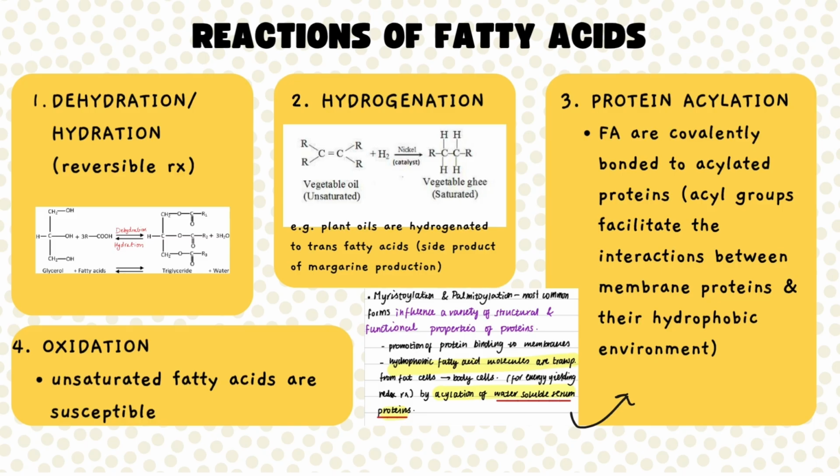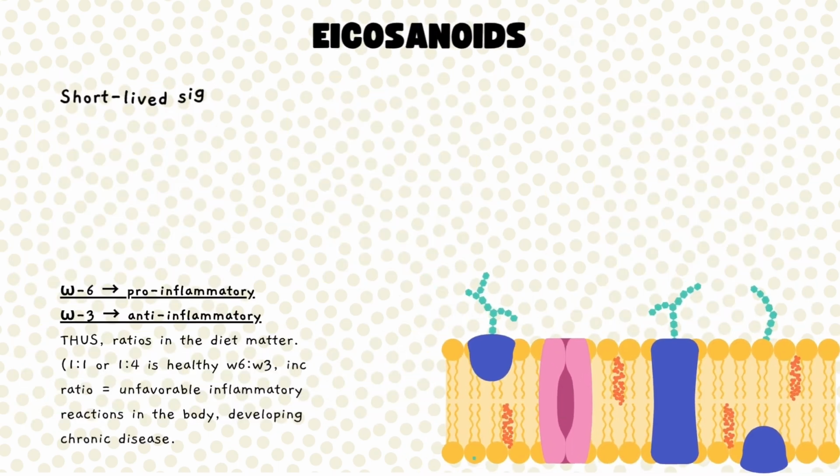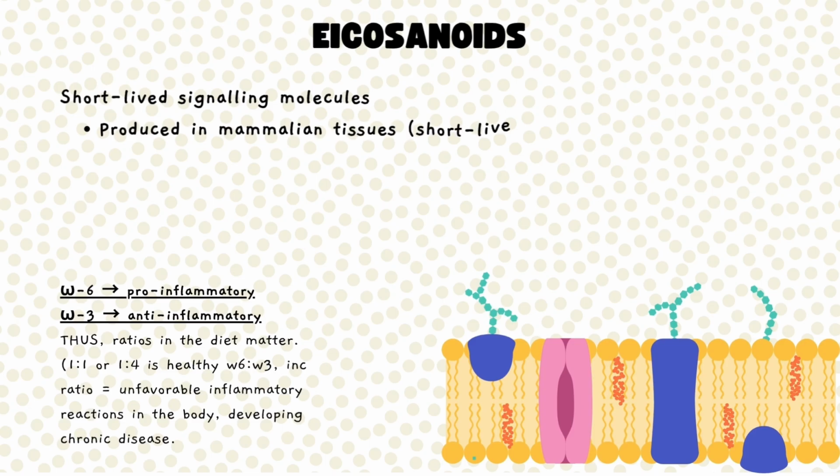The most common protein acylation reactions are myristoylation and palmitoylation. They influence a variety of structural and functional properties of proteins. And lastly, oxidation most commonly occurs with unsaturated fatty acids.